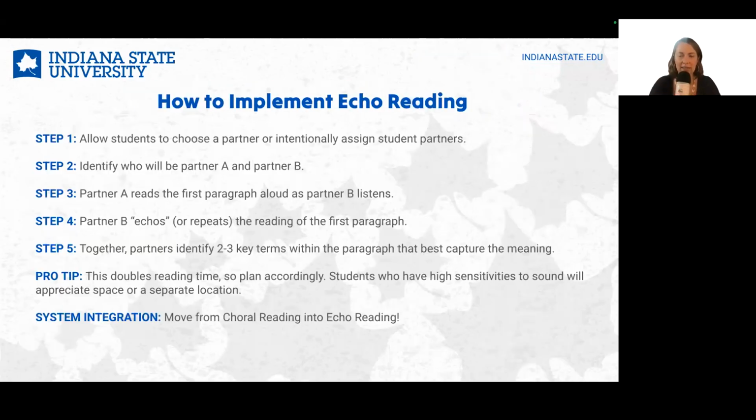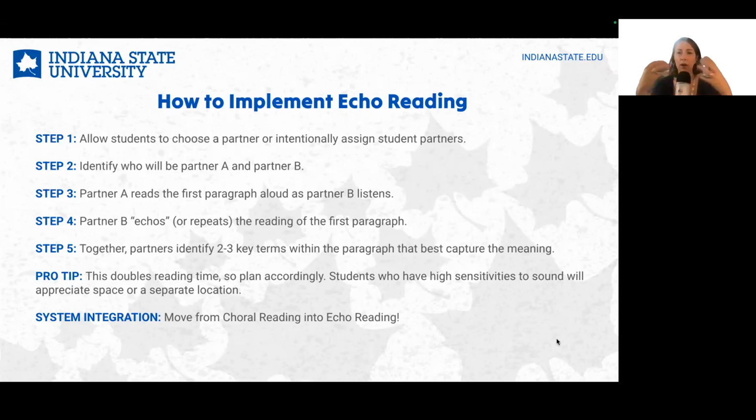Then another key ingredient to echo reading is after I've read and then my partner has echoed me, we're going to decide together or have a discussion about what the most important 2 to 3 words were in that paragraph, kind of like the main idea. What this helps is students really struggle with summarizing. Summarizing is a critical skill for reading comprehension, and even high schoolers still struggle with it. So by finding and selecting the 1 or 2 most important words in that paragraph, students are kind of scaffolding their way into finding the main idea.